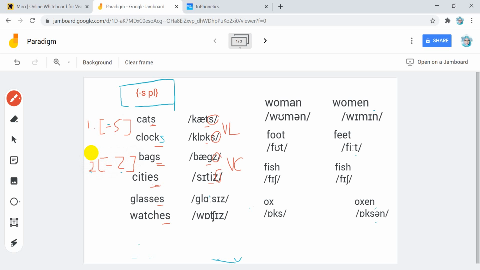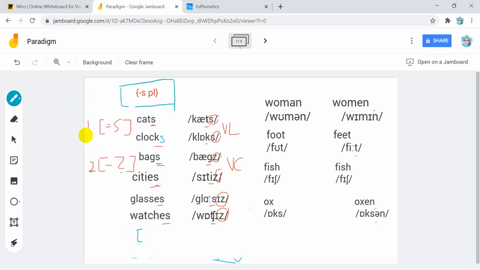The third one, here in the words glasses and watches, all end with ES. And the ES is pronounced as iz. It is pronounced as iz because the last sound is sibilant. Do you know sibilant? I hope you remember. But in case you forget, it's okay. I will write it down. So sibilants are the sounds that are considered the hissing sounds.